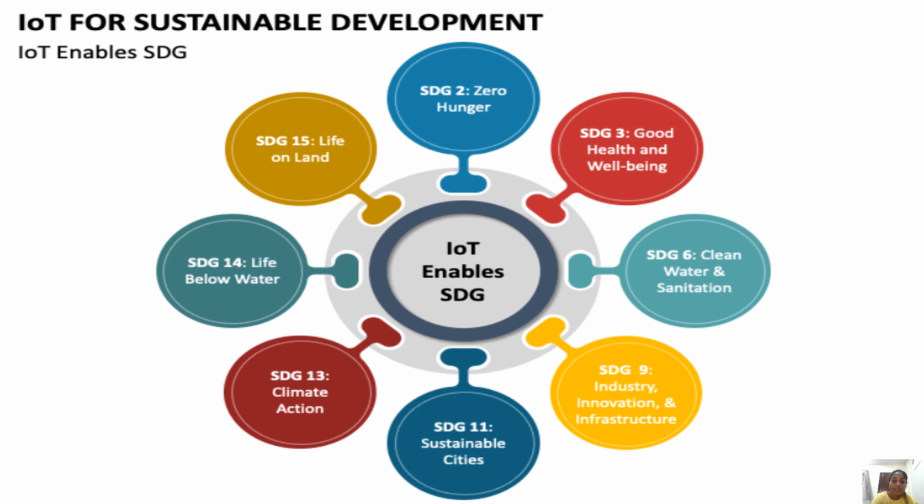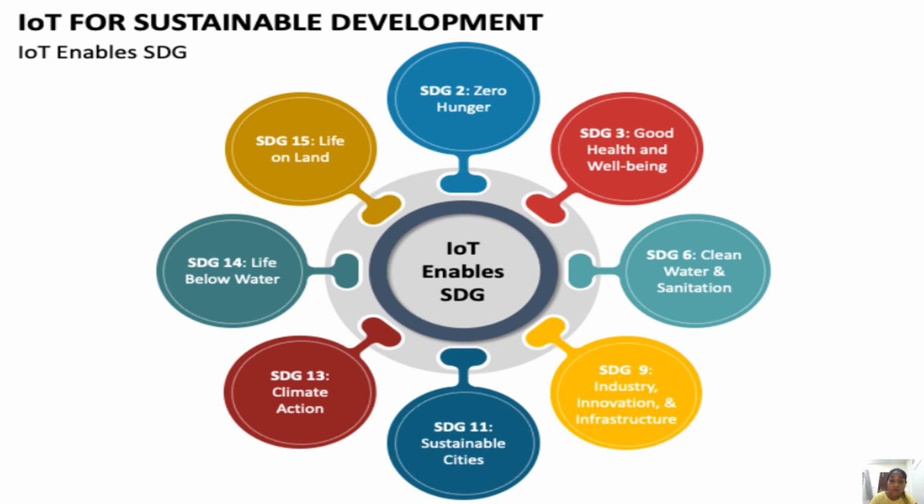Then we have SDG 13, that is climate action. IoT plays a crucial role again in climate action. It is like tracking carbon emissions. Then we have air quality and weather patterns, which are very useful for climate action, and hence adaptation measures supporting efforts to reduce greenhouse gases. This is how it is very helpful in maintaining climate quality.